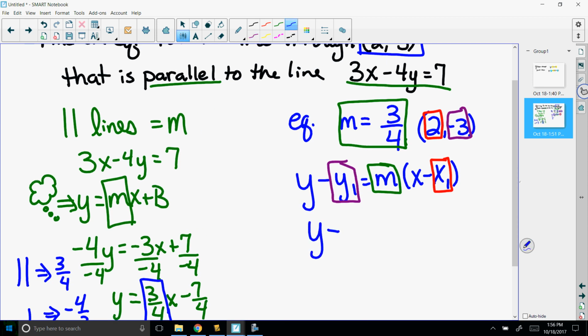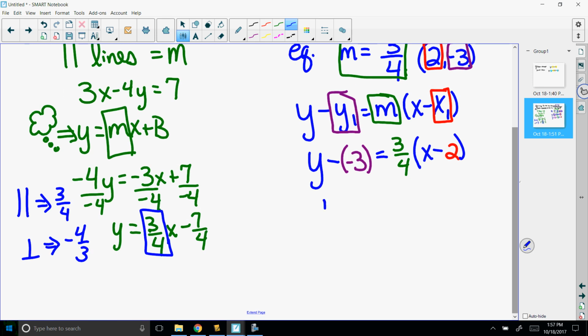Y minus, now I'm going to use parentheses here for a second, that y value of your point, which is -3, equals your slope, which is 3/4 times x minus the x value of your point, which is 2. So if I just wanted to write the equation for the line, I would say it is y plus 3 is equal to 3/4 times the quantity x minus 2. Here's your answer.